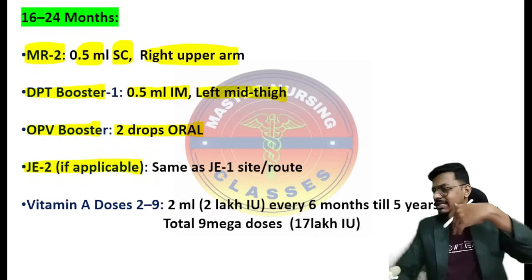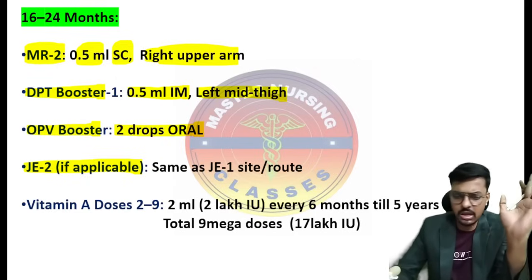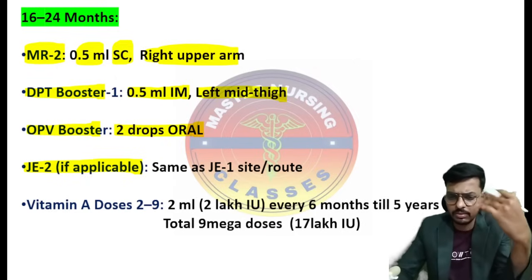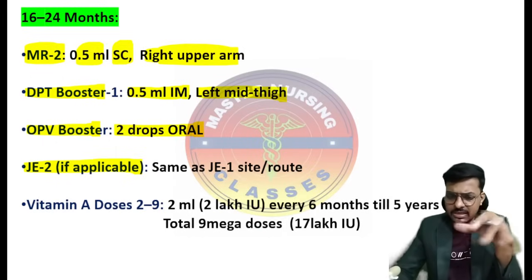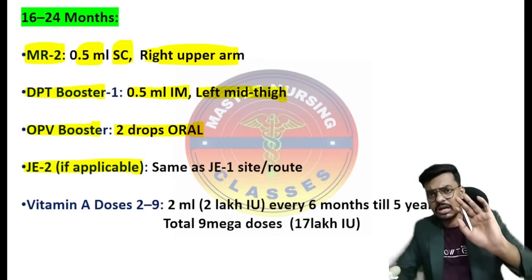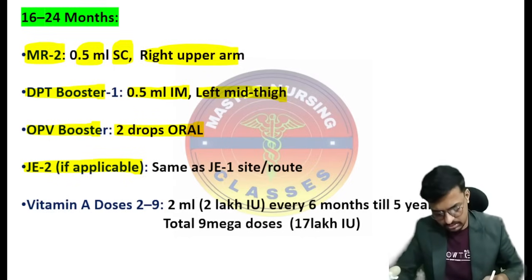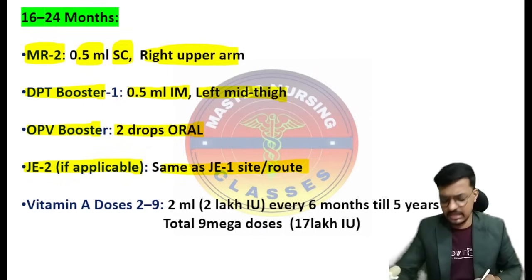This is a subnational disease. Some areas have abundant JE, and in some areas it is nowhere. Wherever it is endemic, meaning confined to a specific area, only then we will give the JE; otherwise there is no need of this JE vaccine. But it is there in the national immunization schedule. Same as JE1 in site and route. So that is the JE killed one.